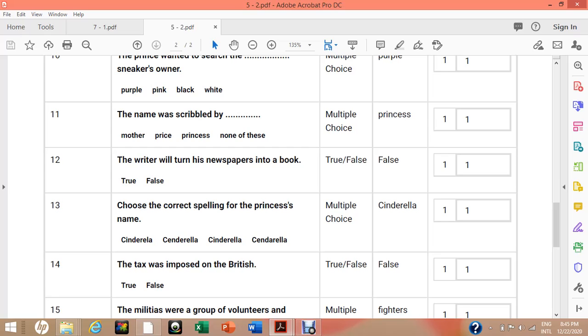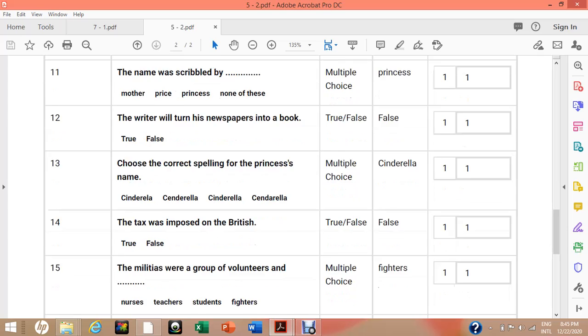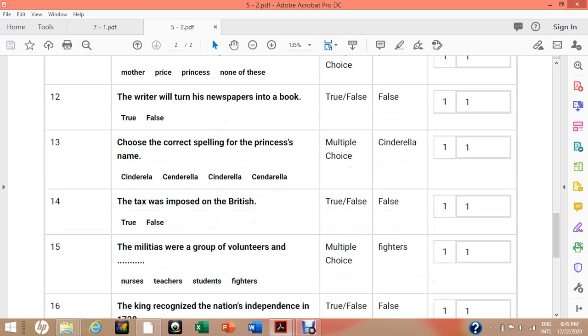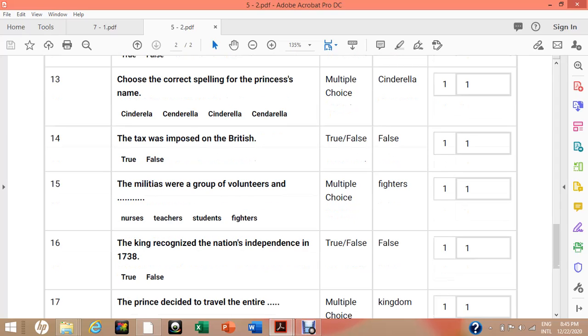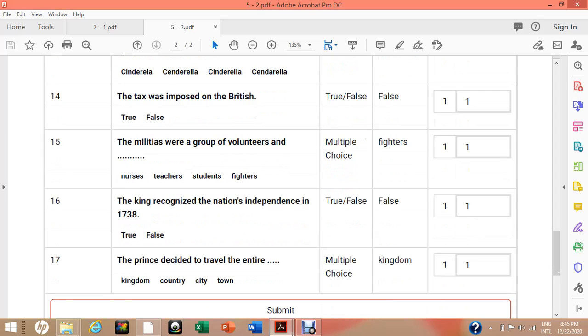Number 13. You are going to choose the correct spelling for the prince's name, Cinderella. Number 14. The tax was imposed on the British. It is a false statement. Actually, the tax was imposed on the colonists. Number 15. The militias were a group of volunteers and fighters.